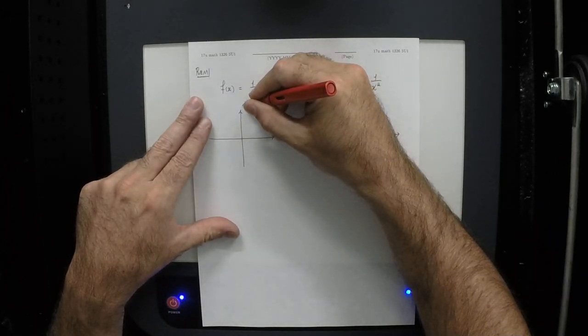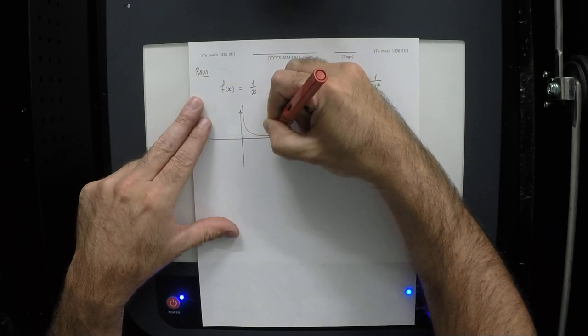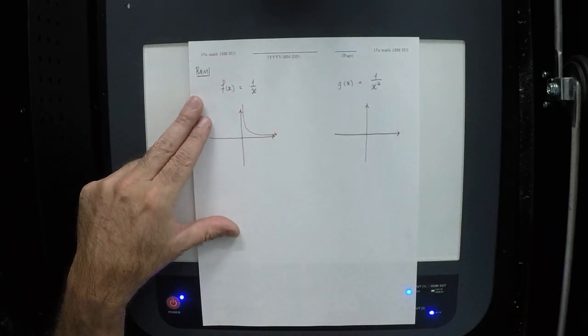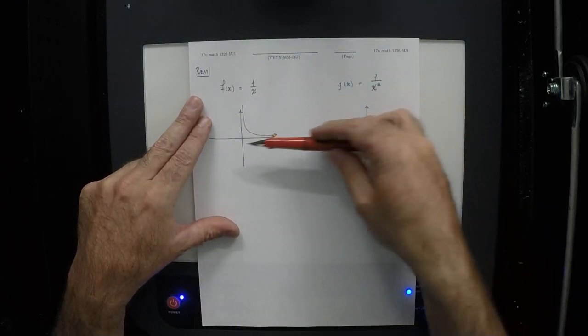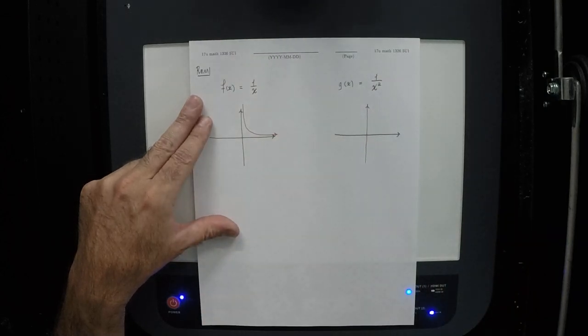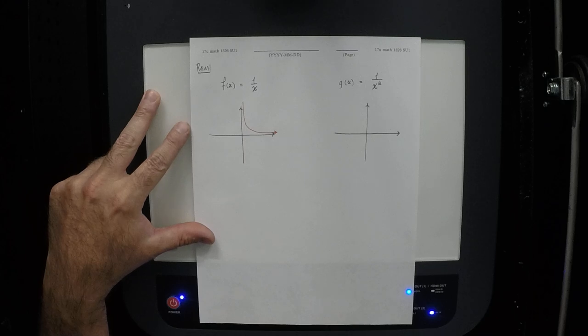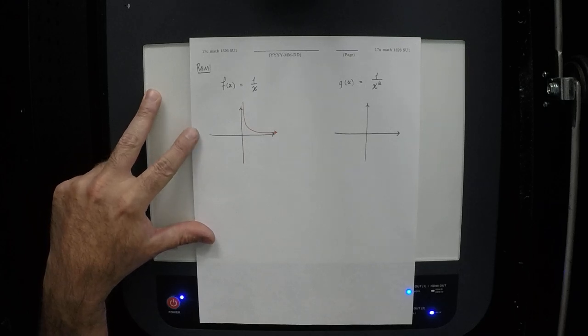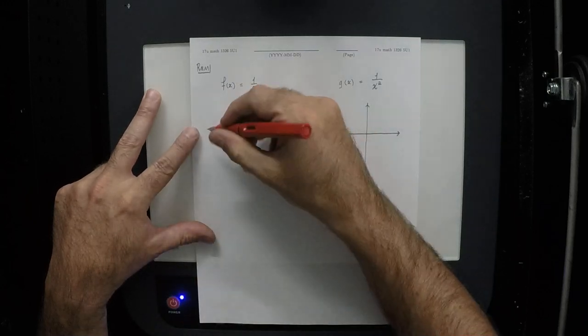So the right side of this plot looks like this. As you go to the right, you go to 0. As you go to 0, you go to infinity. What does the left side of the plot look like? Okay. The opposite, reflected both ways.